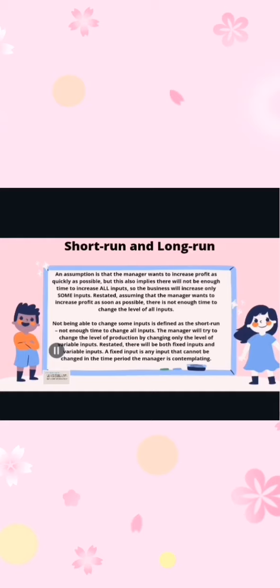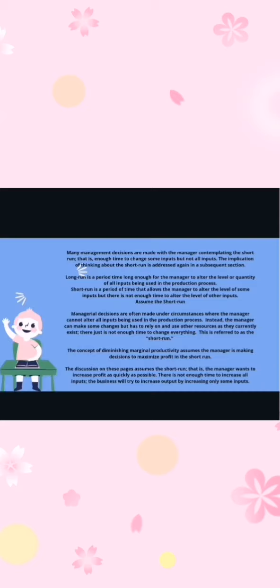Not being able to change some inputs is defined as the short run. Short run: not enough time to change all inputs. The manager will try to change the level of production by changing only the level of variable inputs. There will be both fixed inputs and variable inputs. A fixed input is any input that cannot be changed in the time period the manager is contemplating.